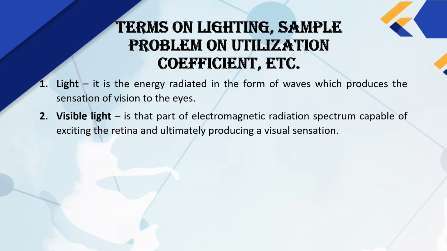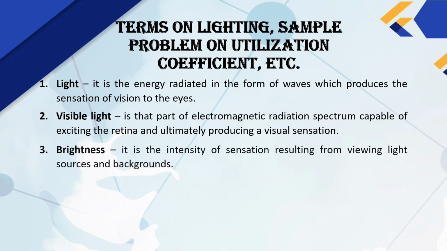Second, visible light is that part of the electromagnetic radiation spectrum capable of exciting the retina and ultimately producing a visual sensation. It describes how our vision works. It explains that we see because our eyes detect energy that travels as waves, such as light. This light can come from natural sources like the sun or from artificial sources created by humans like light bulbs. Essentially, light is essential for our ability to perceive our surroundings visually.